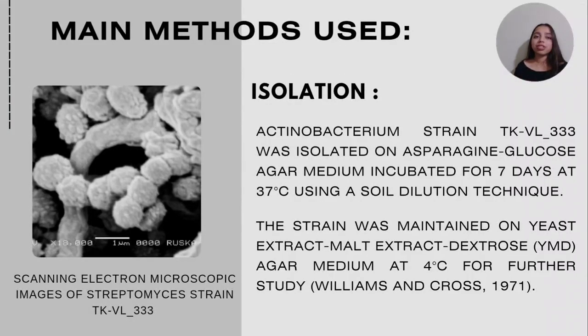The main methods used in this technique started with isolation as the first one. Actinobacterium strain TKVL333 was isolated on aspergillus glucose agar medium, incubated for 7 days at 37 degrees Celsius using a soil dilution technique. The strain was maintained on yeast extract, malt extract, dextrose agar medium, that is YMD, at 4 degrees Celsius for further study.